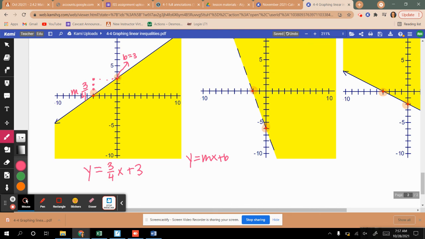But since it's a linear inequality, we need this equal sign to be a less than or greater than. So what direction is it shaded, above or below? Yeah, it's shaded below, which is less than. The last thing we need to look for is if it is a solid or striped line. So this is a solid line, which means is it equal to? Good, it is. So that would be your answer for this one.